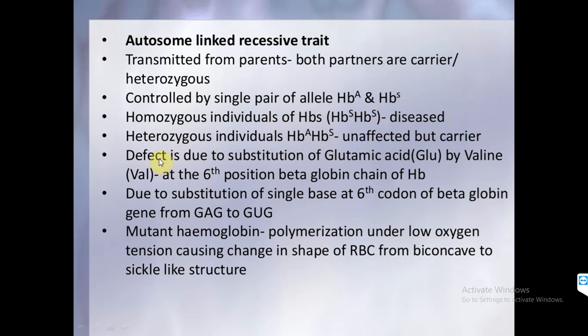So what happens? Defect is due to the substitution of the glutamic acid by valine at the 6th position of the beta globin chain of hemoglobin. So this is the exact position where the change occurs. Due to the substitution of a single base at the 6th codon of the beta globin gene from GAG to GUG, the mutant hemoglobin polymerizes under low oxygen tension and causes the change in shape of RBC from the biconcave structure to the sickle-like structure.